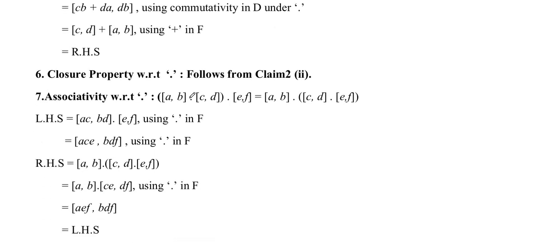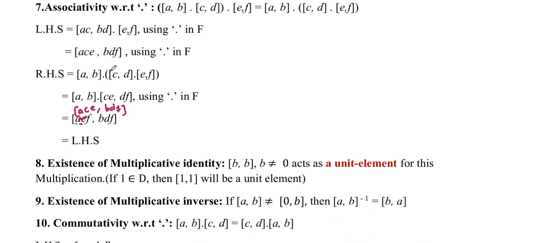So if you consider the LHS, you have AC dot EF, and it is component wise, so ACE comma BDF. And the RHS you consider separately. CE DF, when you multiply component wise, ACE, this is ACE, ACE BDF. Second is written correctly. This is ACE, ACE BDF. So that is your LHS. So that proves your associativity.